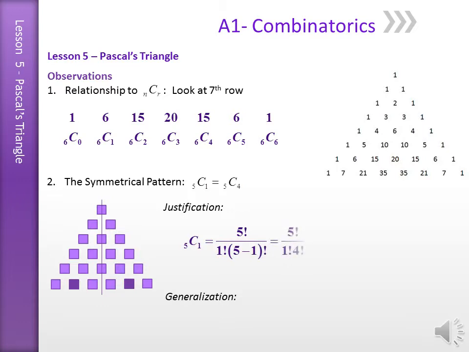We can switch our two factorials in the denominator around. So we'd have 5 factorial over 4 factorial 1 factorial. And expanding it to look like the formula, we would get 5 factorial over 4 factorial times 5 minus 4 factorial, which does equal 5 choose 4. So we can see that 5 choose 1 does equal 5 choose 4. In general, n choose r will equal n choose n minus r.